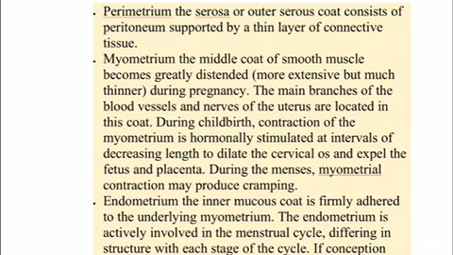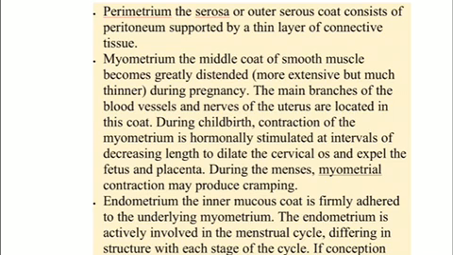It's more extensive, though it's much thinner. The myometrium is actually greatly extended during pregnancy. So the walls of the body of the uterus, you have the perimetrium, you have the myometrium, then of course you have the endometrium. The myometrium has some branches of the blood vessels and nerves of the uterus located in it.